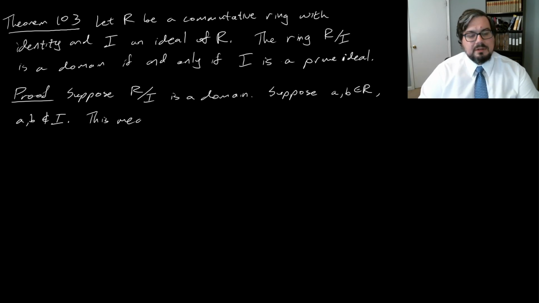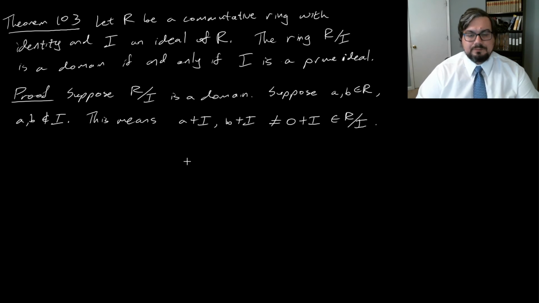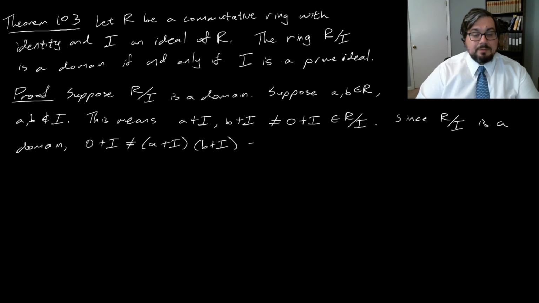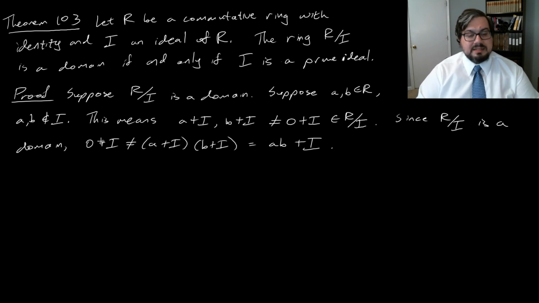This means that A plus I and B plus I are not equal to 0 in the ring R mod I. Since R mod I is a domain, this means that 0 plus I is not equal to A plus I times B plus I, which, by definition, is AB plus I. Now, since AB plus I is not equal to 0 plus I, our conclusion is that AB is not in I.